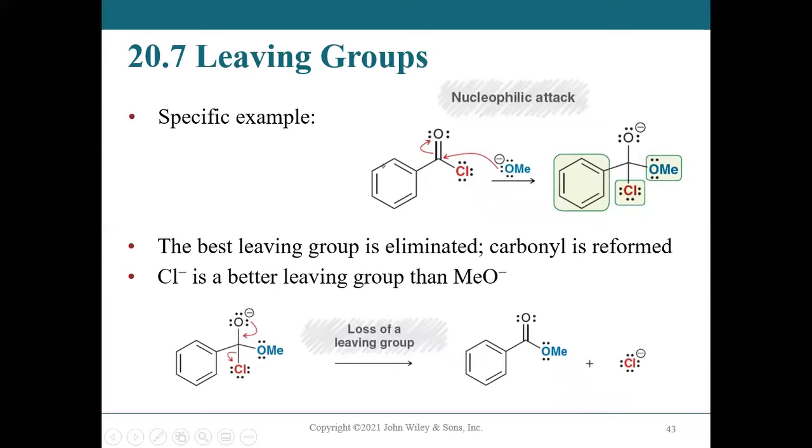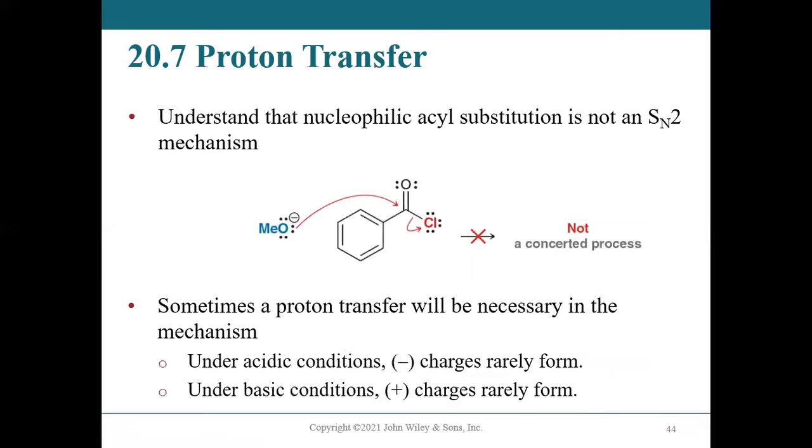In a specific example, an acyl chloride can be attacked by methoxide. First this produces the tetrahedral intermediate. The best leaving group is eliminated and the carbonyl is reformed. Chloride is a better leaving group than methoxide. So therefore we have this product, the ester. Understand that nucleophilic acyl substitution is not an SN2 mechanism.